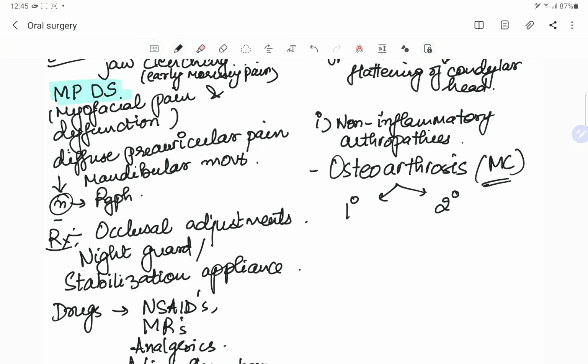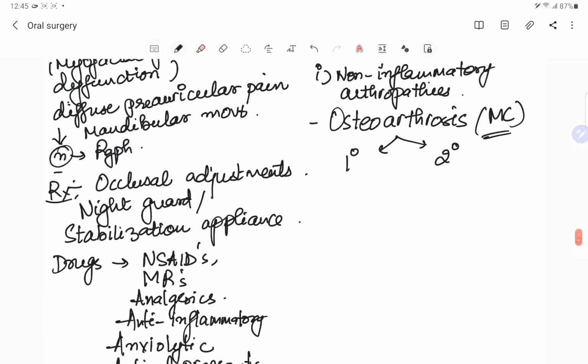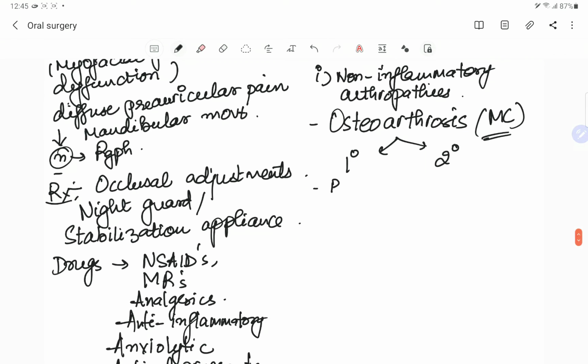So, osteoarthrosis is again a degenerative joint disease. There is pain, clicking, popping sound, pain with the function. We see the radiographic changes associated, which is usually unilateral, or there can also be the bone and cartilage disorder also.